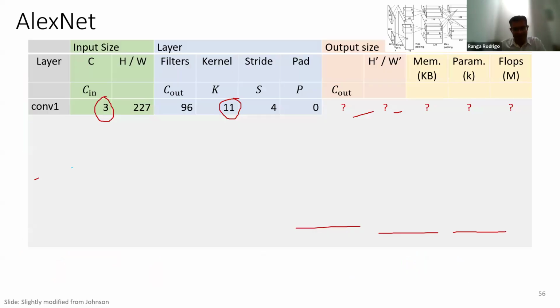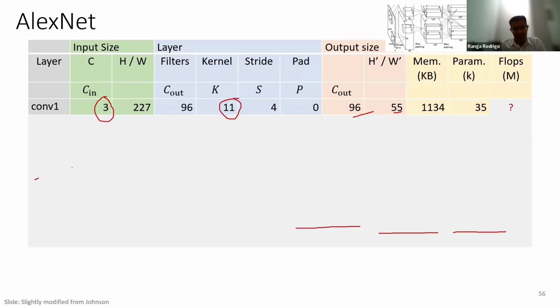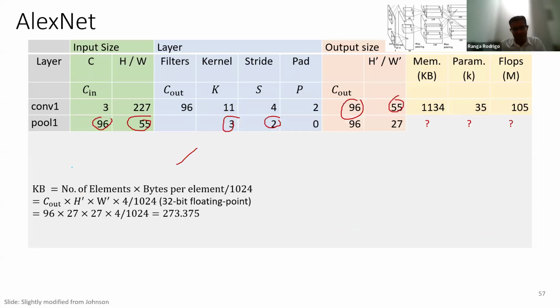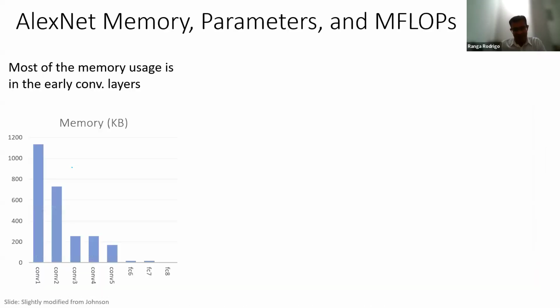Then we analyzed this AlexNet for the output size, the memory required for each of the layers, the trainable parameter count in each of the layers, and the computational load in megaflops. So then we realized, after analyzing all these things, that most of the memory is used in the early convolution layers. The reason is the tensor is of large size, because 227 by 227 is slowly reduced.